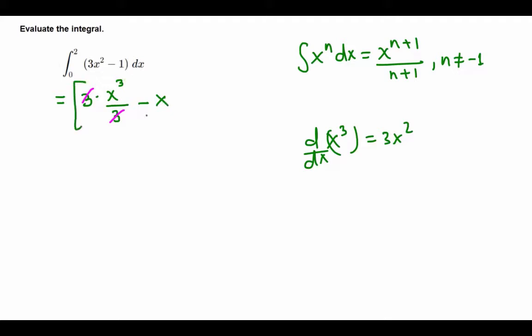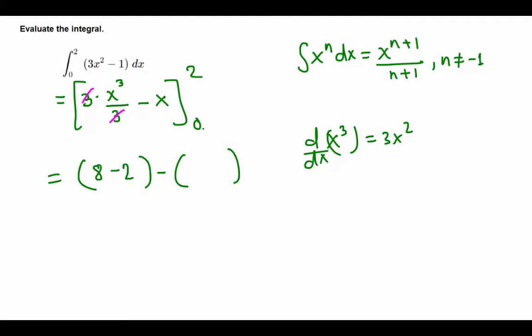Now we want to evaluate this antiderivative. Plus c is not needed, from 0 to 2. Okay, this is pretty much x cubed minus x. Now we evaluate this function at the upper limit minus evaluate the function at the lower limit. So plug in 2 for x. So 2 cubed minus 2. 2 cubed is 8 minus 2.